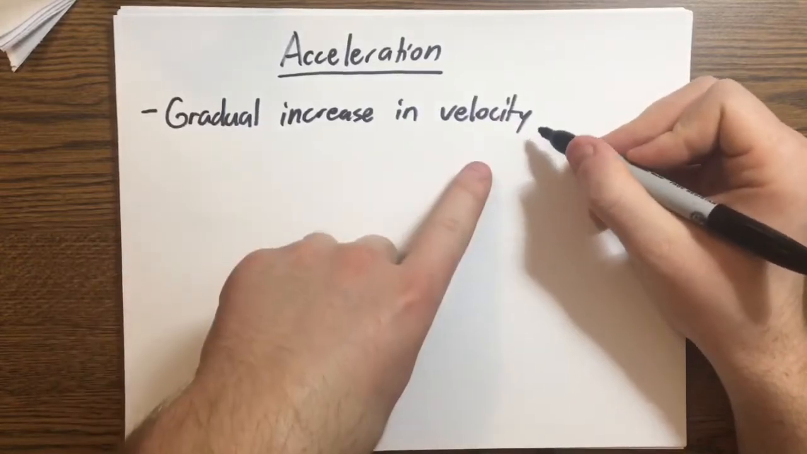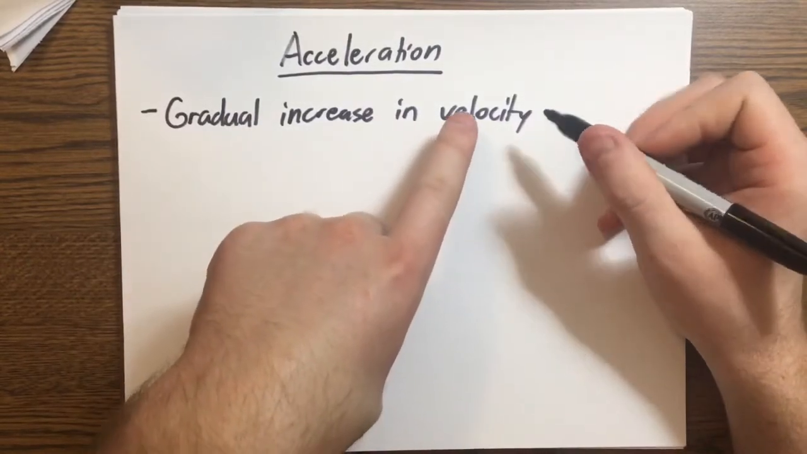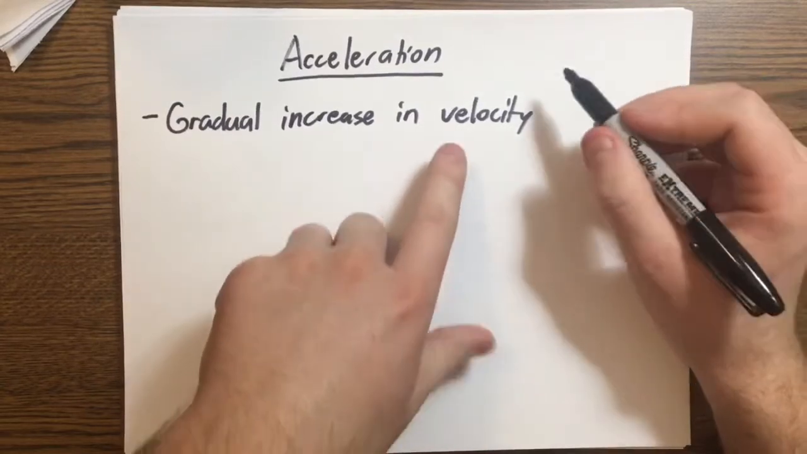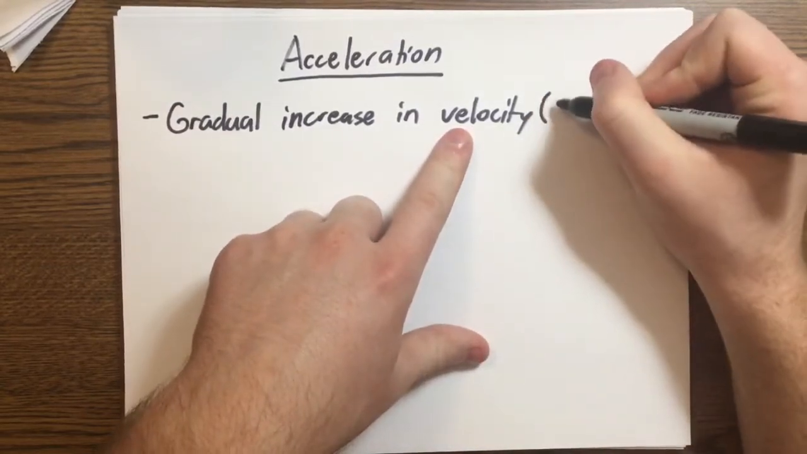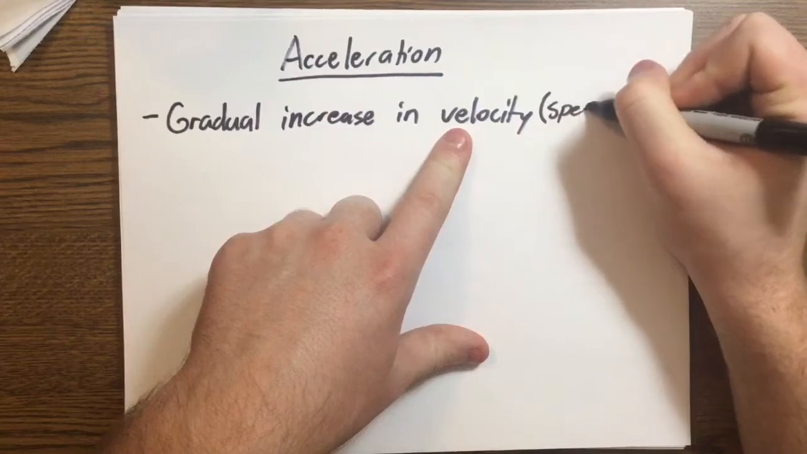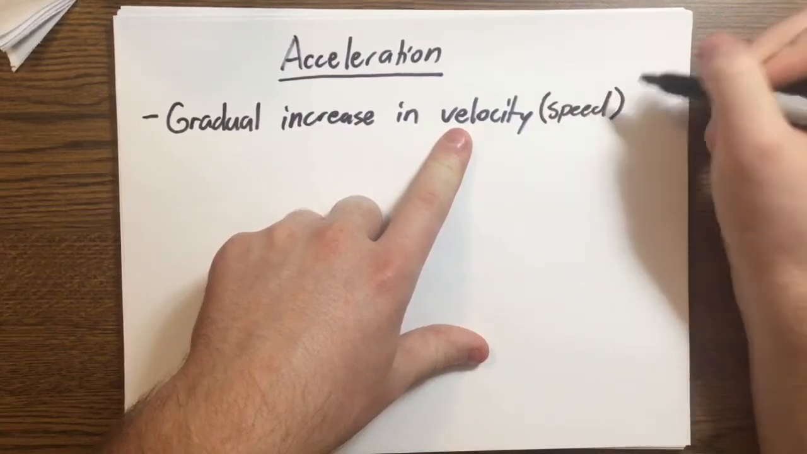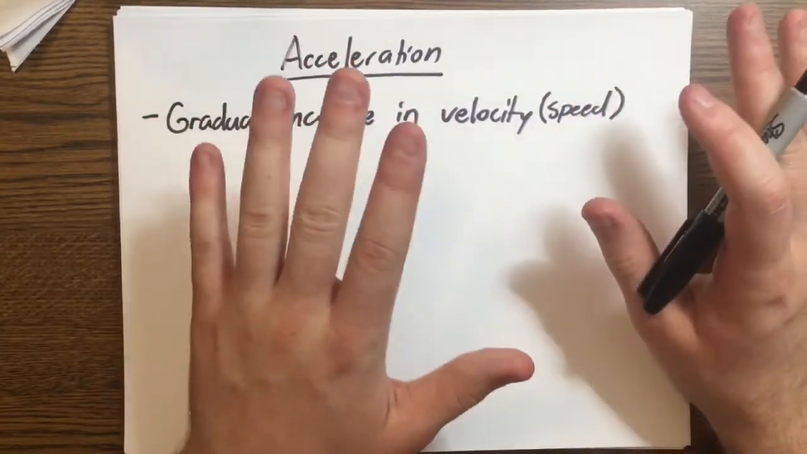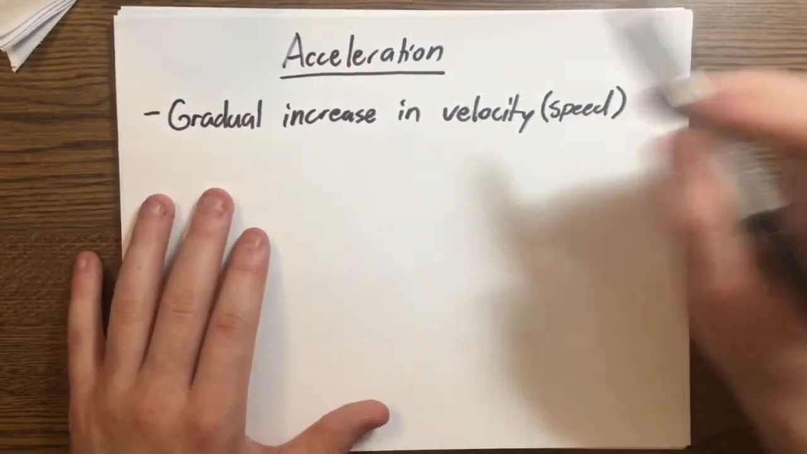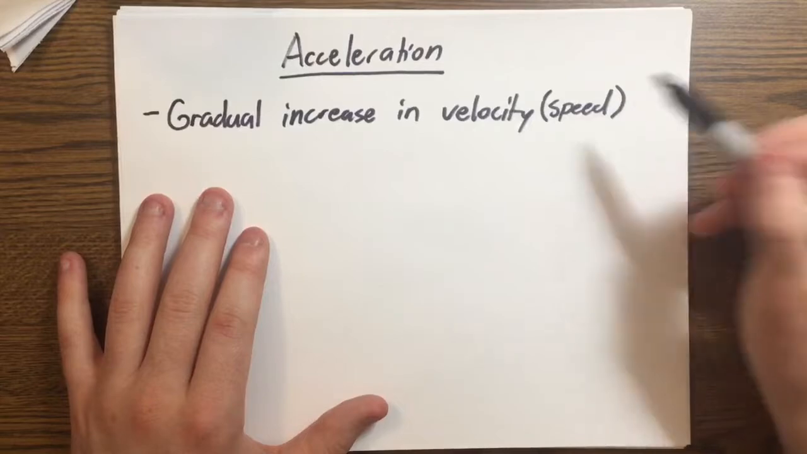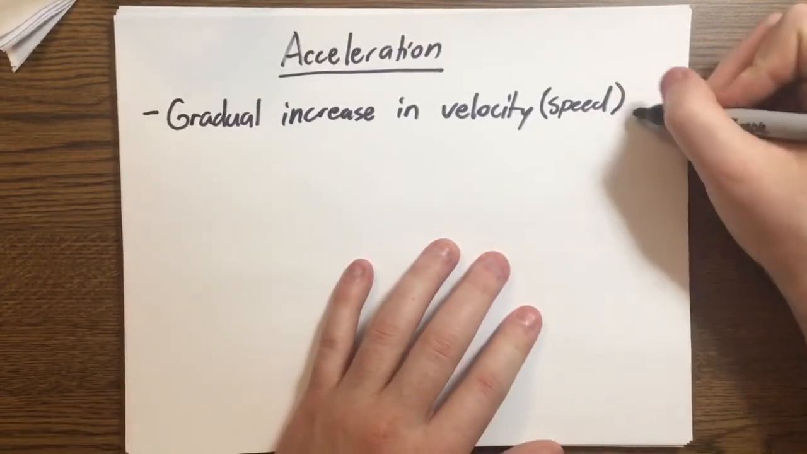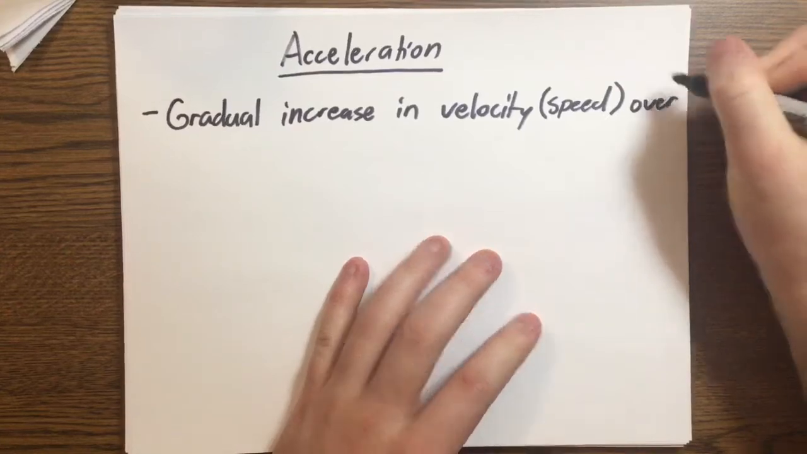Velocity is a term that I have not used yet, but it is important when we get to the equation for acceleration. Velocity is the exact same thing as speed. The only difference is that it takes into account the direction you're going, but we don't need to worry about that. All we need to see is that velocity and speed are the same. So it's the gradual increase in velocity, which is speed, over time.